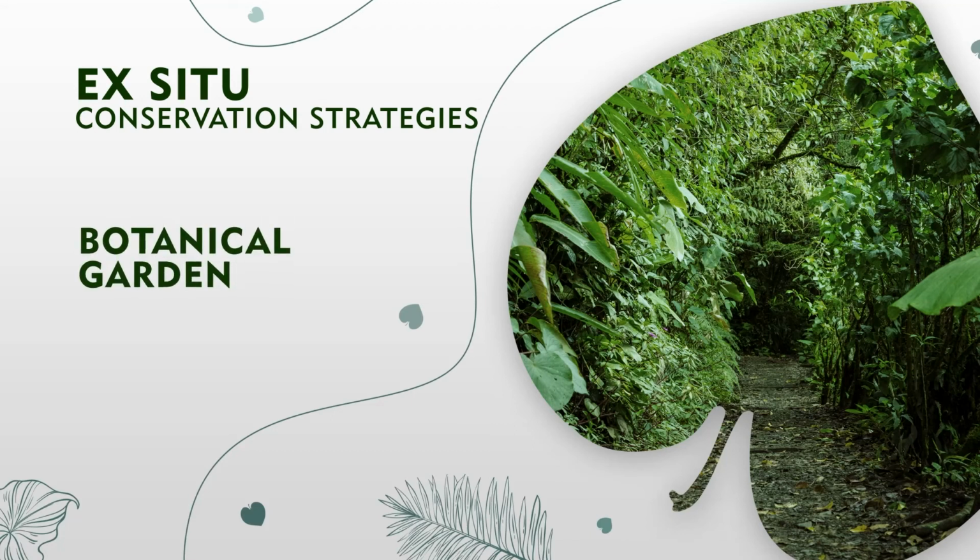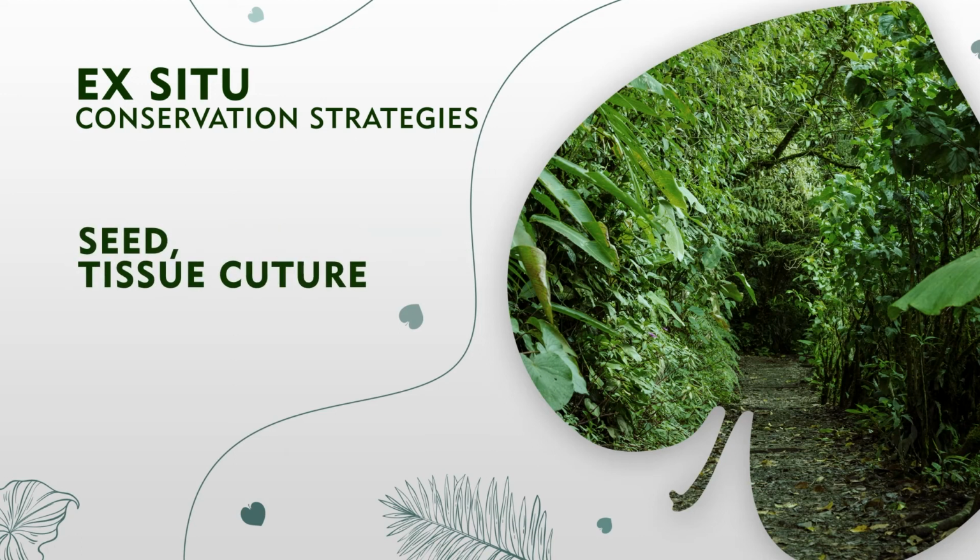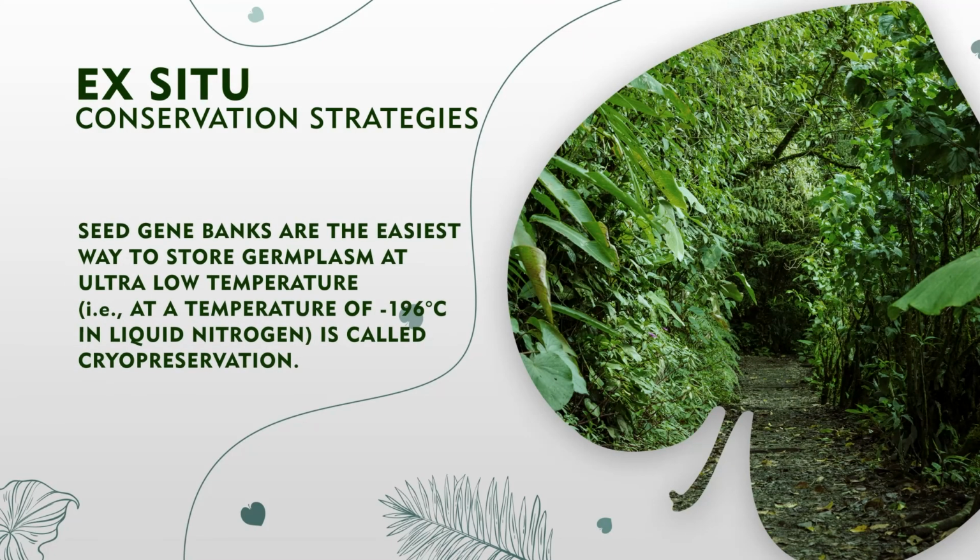That includes botanical gardens, zoos, genetic resource centers, seed tissue culture, and DNA banks. Then you have seen seed gene banks. The best way is the seed gene bank. This is the easiest way to store germplasm at ultra low temperature.